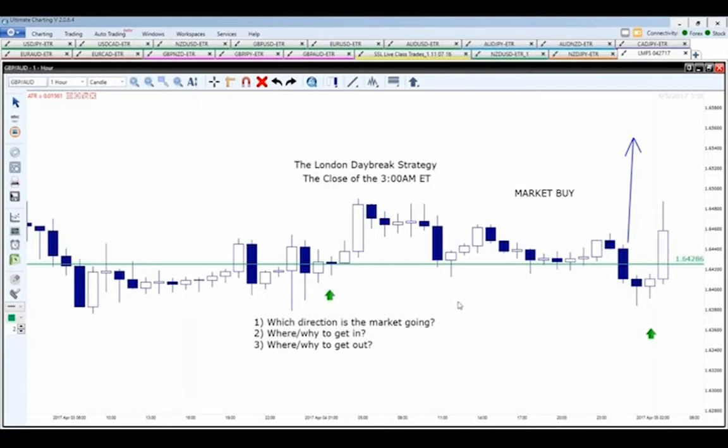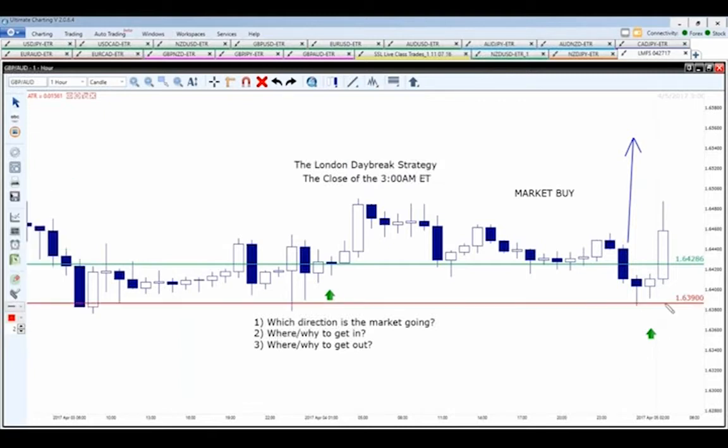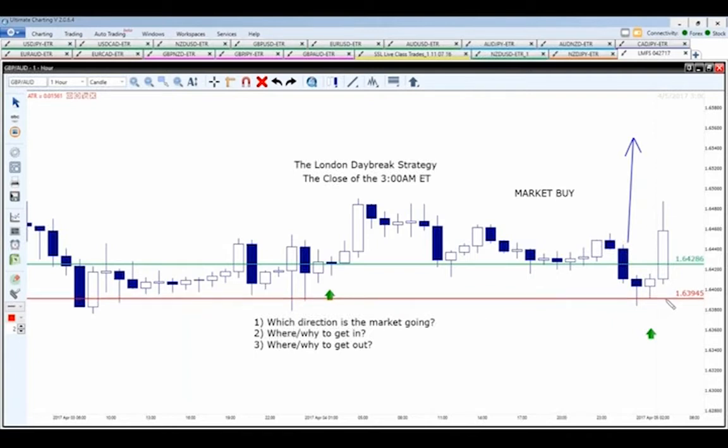So now we have answered the first two questions. We need to protect ourselves as this market is going up. So what we're going to do is set a stop loss. Now this is going to be a little bit different when buying the market. Let me type this out here. Stop loss, and this is when buying the market.